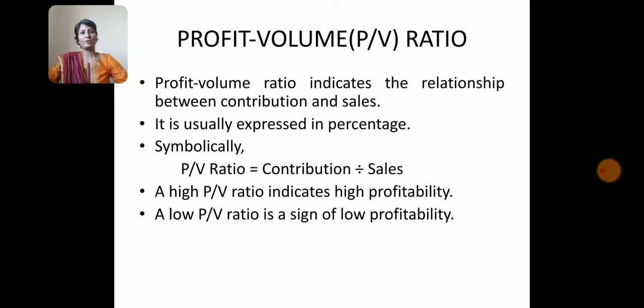Since in the short term, fixed cost does not change, the profit volume ratio also measures the rate of change of profit due to change in the volume of sales. Symbolically, PV ratio is equal to contribution divided by sales. A high PV ratio indicates high profitability and a low PV ratio is a sign of low profitability.